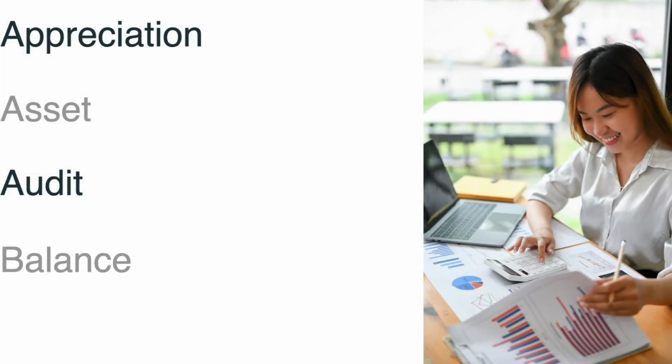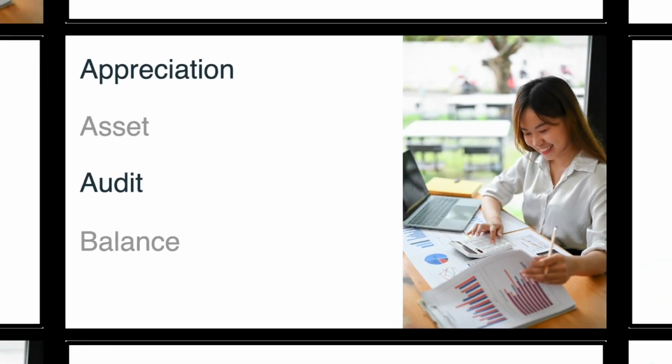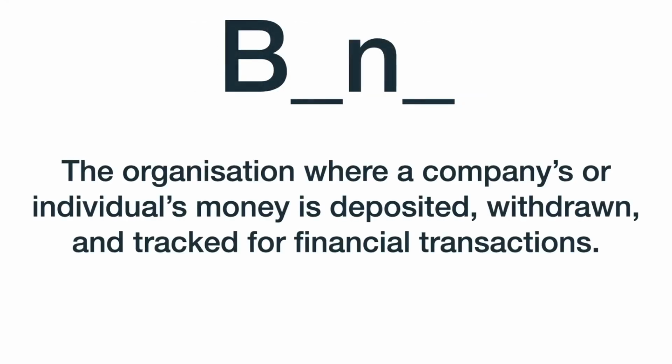And that's the accounting word balance covered. Our next word, number 10, is the organisation where a company's or individual's money is deposited, withdrawn, and tracked for financial transactions. Can you guess it? It's bank.